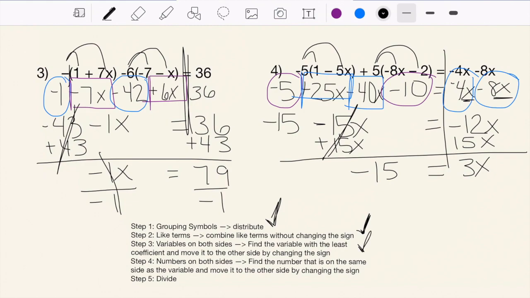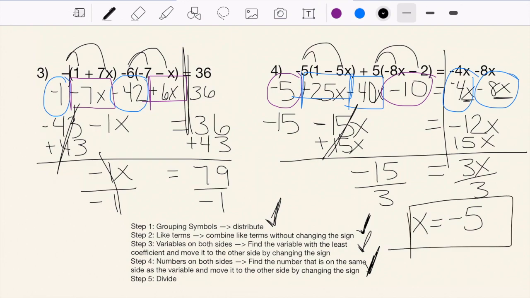We don't have any numbers by themselves, or numbers on both sides. So we are done with number 4. And then our last step is to divide. So let's divide both sides by 3, which will give us x equals negative 5. So go ahead and try some of these practice problems on your own.